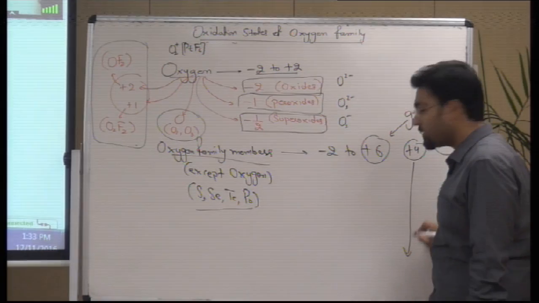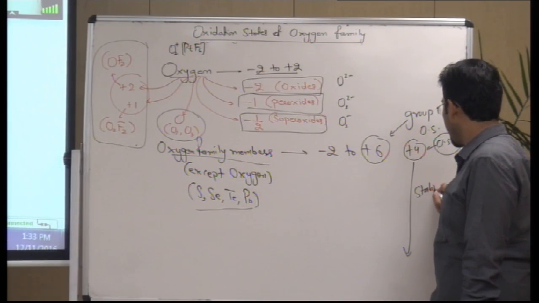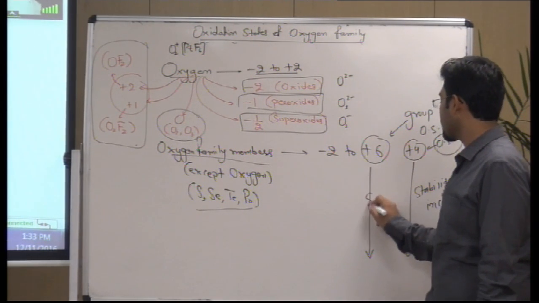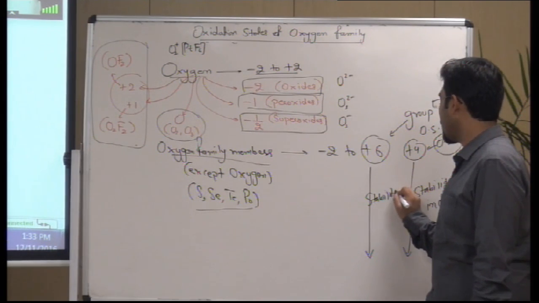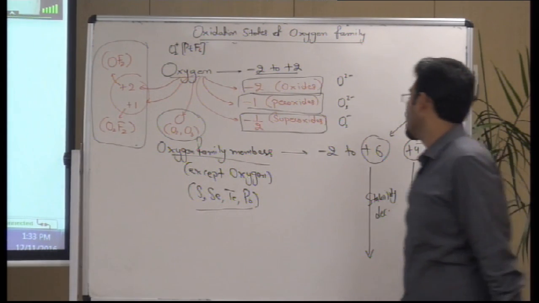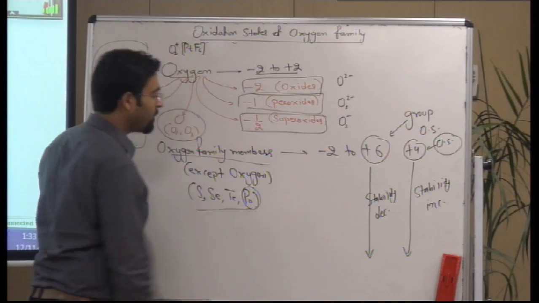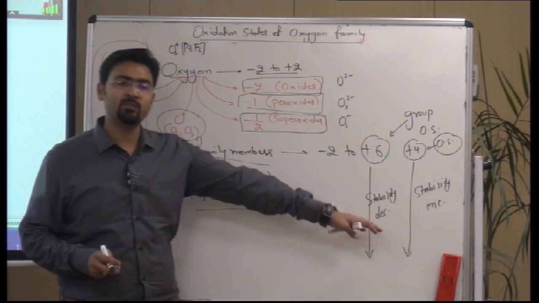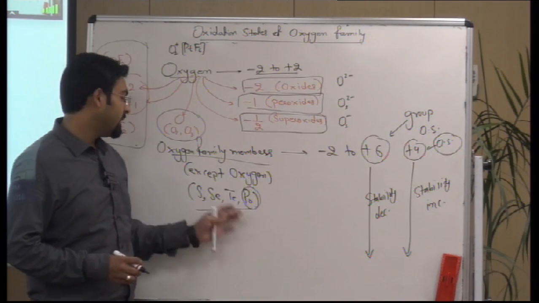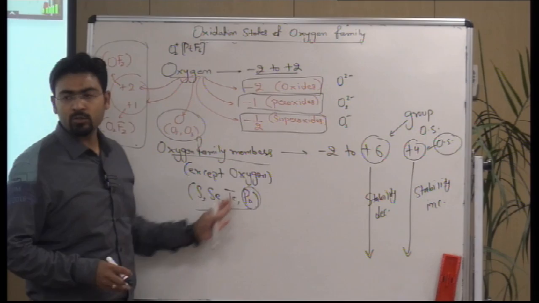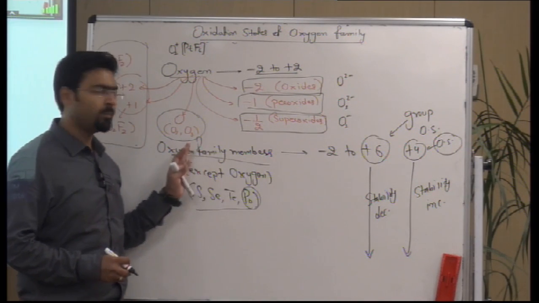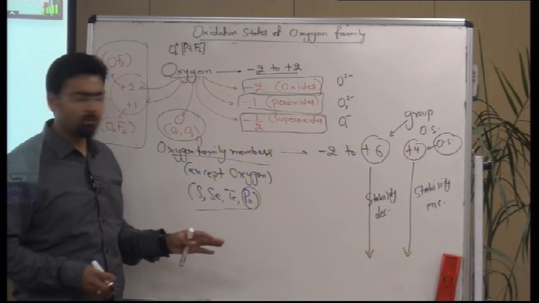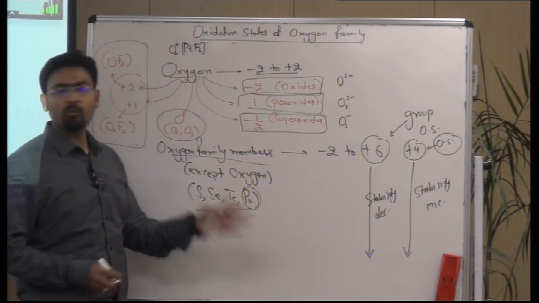Stability of +4 increases, and stability of +6 decreases due to the inert pair effect. Very good, okay? Which means that polonium will not prefer to have its compounds in +6 oxidation state, but will prefer +4 or maybe +2, right? Sulfur usually shows compounds in +6. Selenium shows +6, but in very few compounds. Tellurium has almost no compounds in which it shows +6, and polonium not at all.